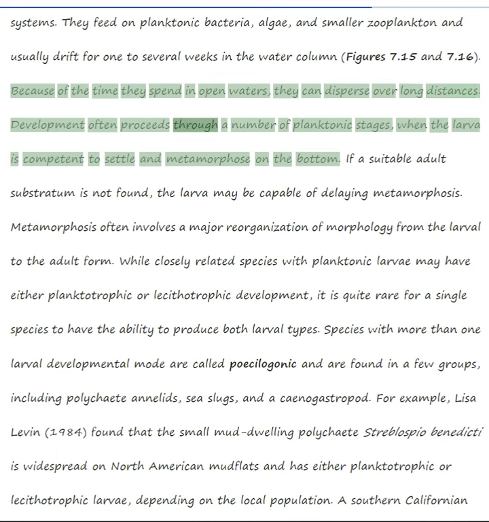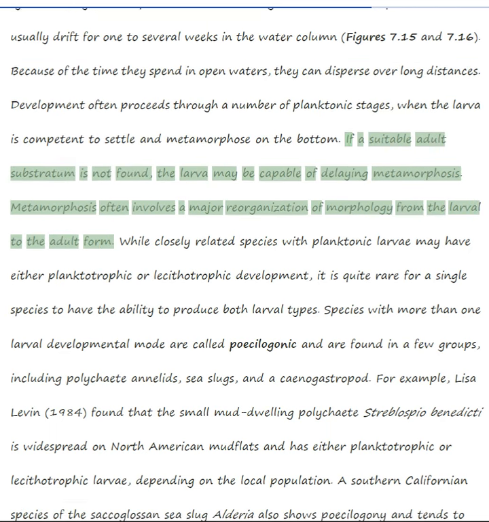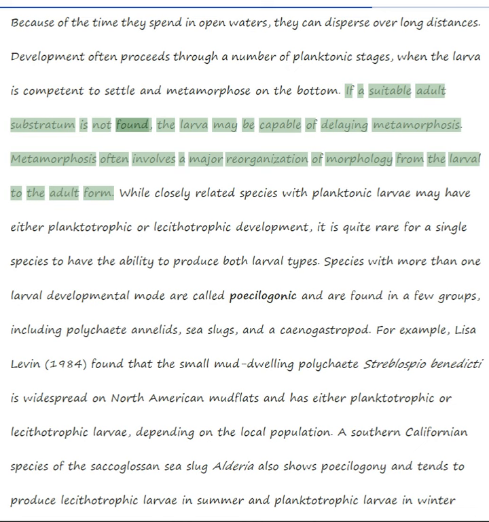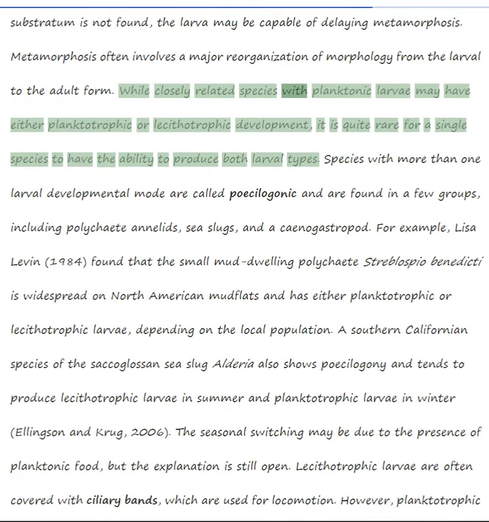Development often proceeds through a number of planktonic stages, when the larva is competent to settle and metamorphose on the bottom. If a suitable adult substratum is not found, the larva may be capable of delaying metamorphosis. Metamorphosis often involves a major reorganization of morphology from the larval to the adult form. While closely related species with planktonic larvae may have either planktotrophic or lecithotrophic development, it is quite rare for a single species to have the ability to produce both larval types.